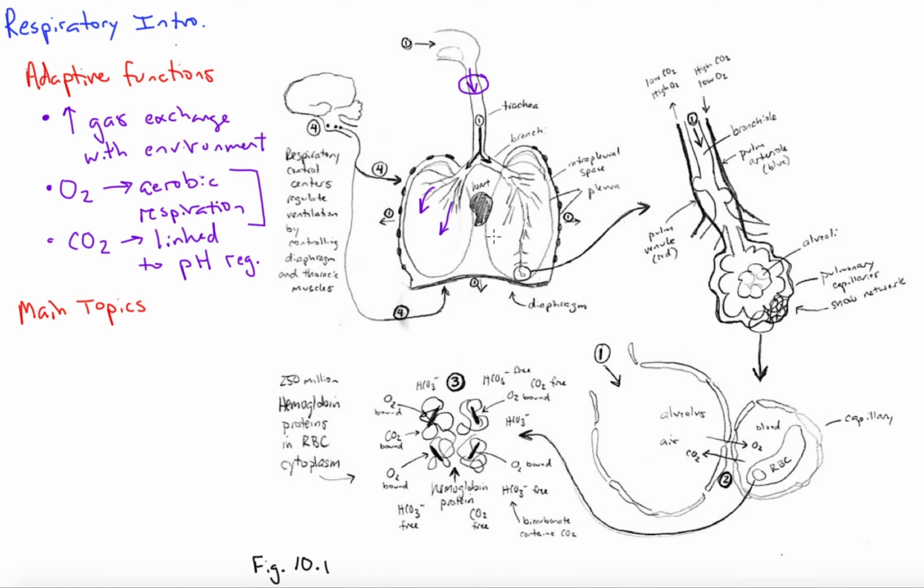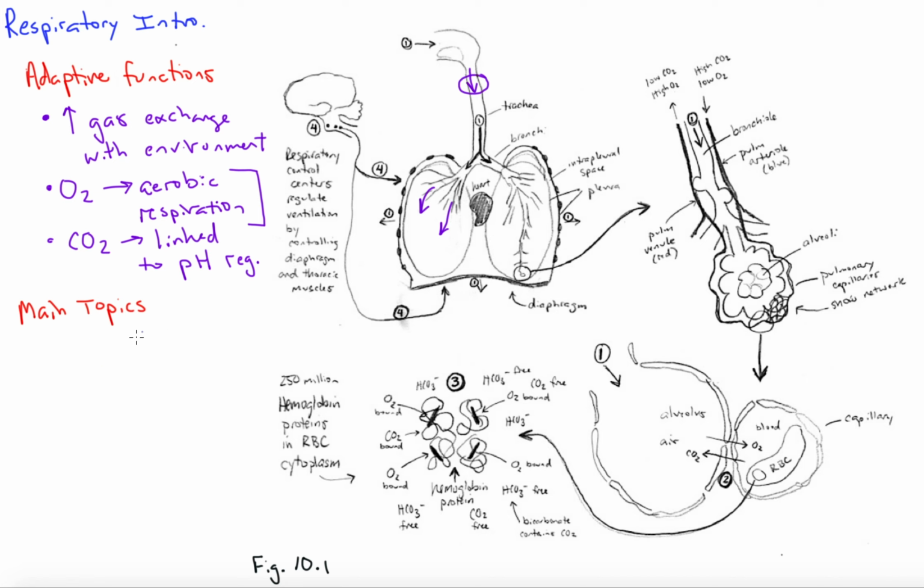Now, because the CO2 is so tightly linked to pH regulation, respiration is a pH modulating organ system, right? The lungs are a pH regulating organ system. So it's not only for oxygen exchange, but also for pH regulation. Those are our two main adaptive functions of respiratory function, helping promote aerobic respiration and also allowing for pH regulation.